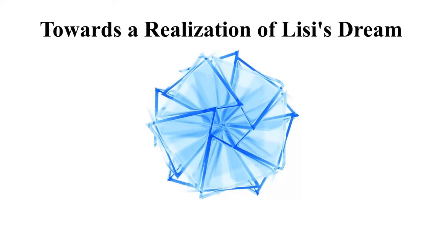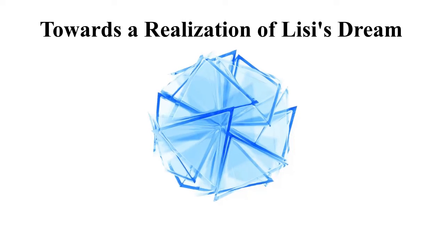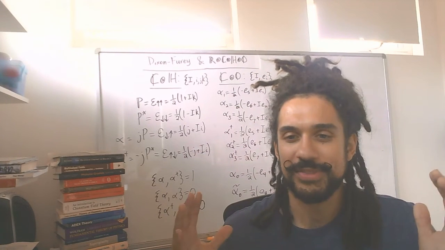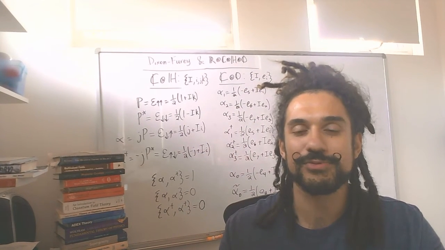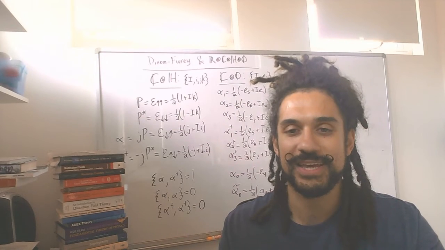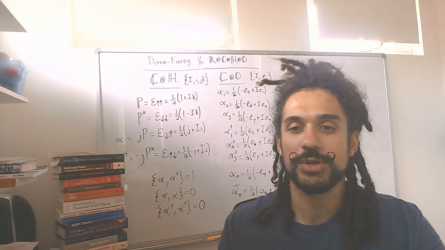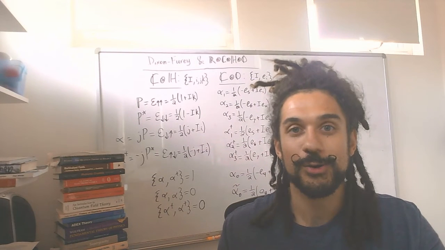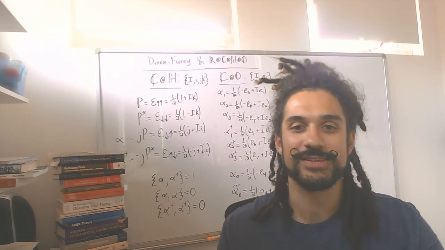Towards a realization of Lisi's dream. I will formulate Lisi's dream as the following. Let us dream that it is possible to use a single representation of a real form of E8 and nothing else to encode gravity with beyond the standard model physics. Okay, so how would we do this?